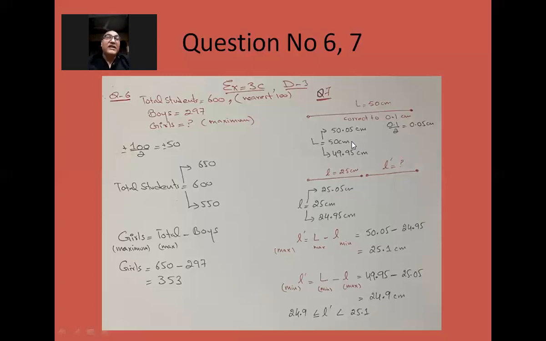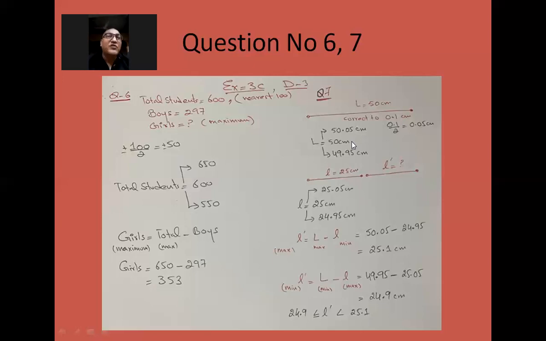If I add 0.05 centimeter, you get 25.05 centimeter. That's the upper bound of the length which is to be cut. And from 25, if you subtract 0.05 centimeter, you get 24.95 centimeter, which is the lower bound of the string which is to be cut. Now he has given us 2 questions.